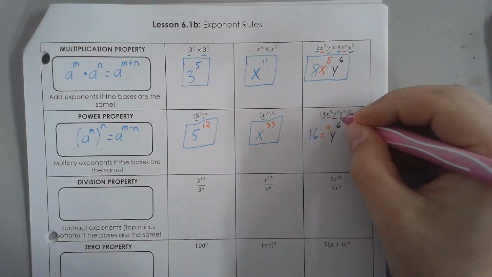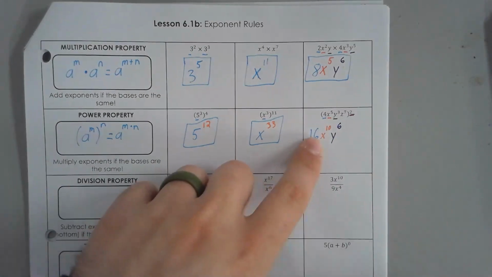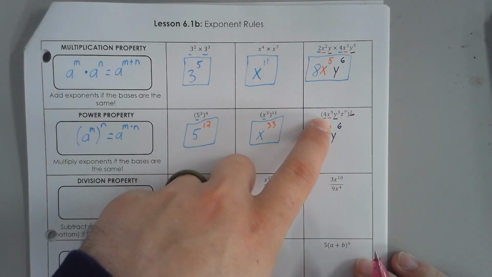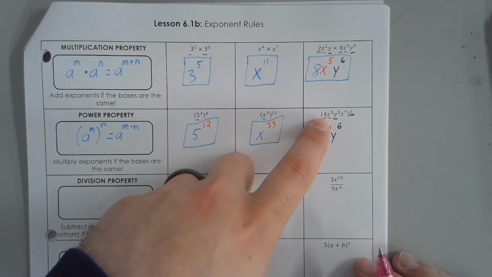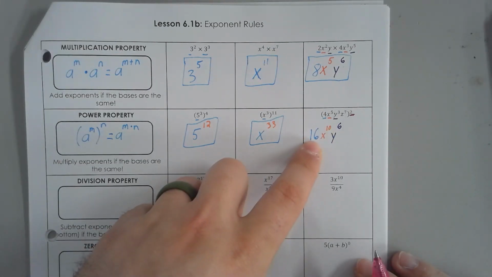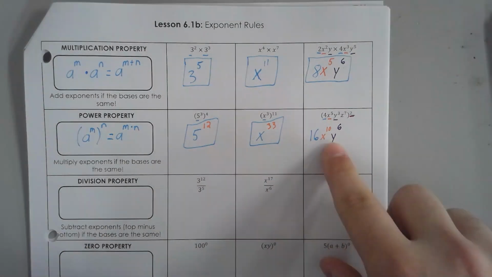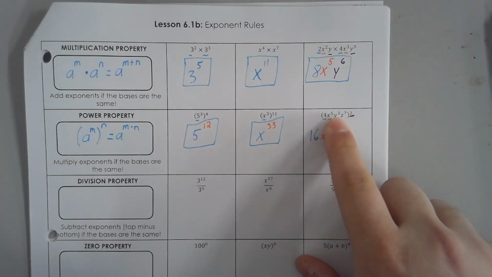Where did you get the 16 at? 16 comes from, you see the 4 up here? Yeah. So it gets squared too. So 4 times 4, 16. Why would we get a 6 then? Because it's 3 squared, on the y, because we're multiplying.